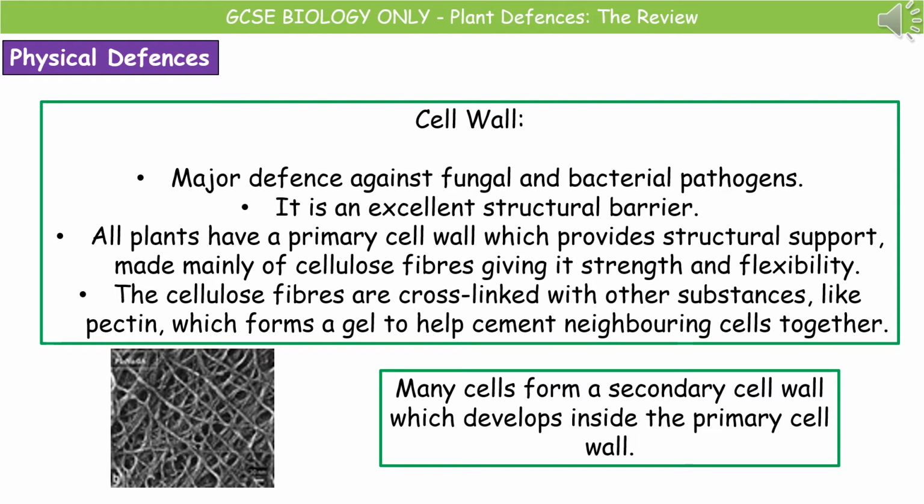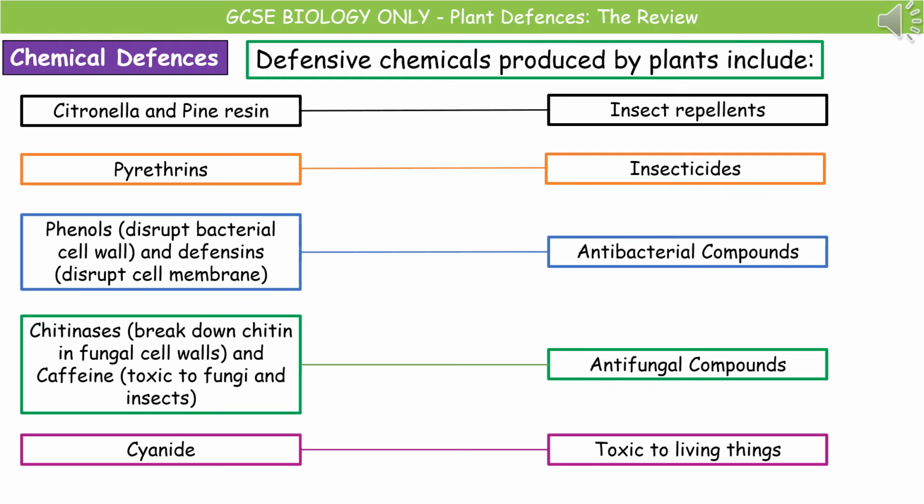Those cellulose fibres are actually cross-linked with other substances like pectin, and it forms a gel which then helps to cement those neighbouring cells together. So what we've done there is we've formed this really good barrier against any of those pathogens. In a large number of cells, we also have a secondary cell wall which develops inside the primary cell wall as that second layer of defence.